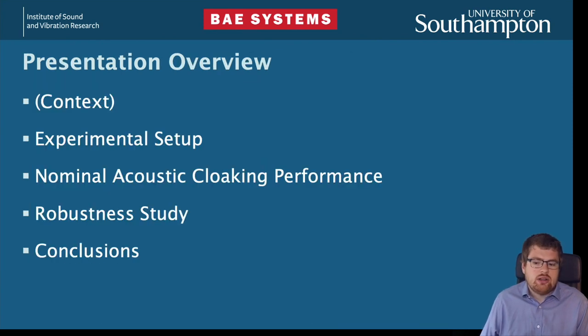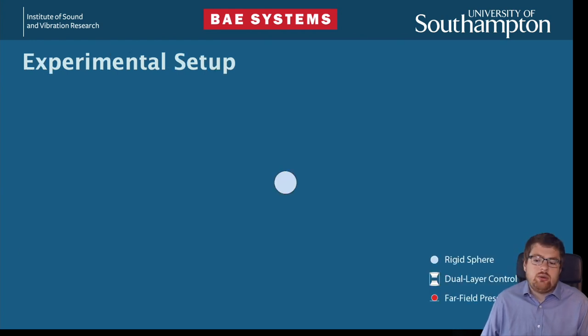This presentation will present an investigation into the robustness of an active acoustic cloaking system to variations in the scattering object. We'll look at how quickly the acoustic cloaking performance deteriorates when the scattering object is perturbed. To allow for this investigation, we will consider a system consisting of a rigid spherical scattering object.